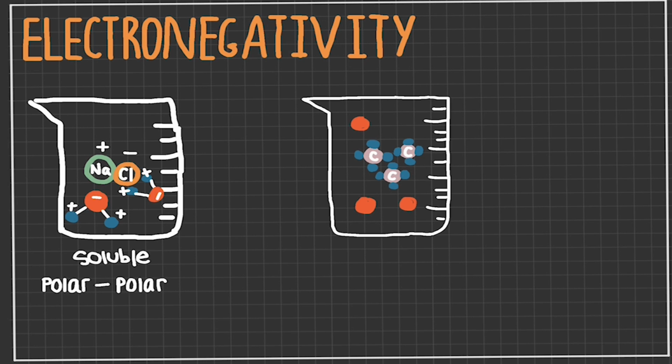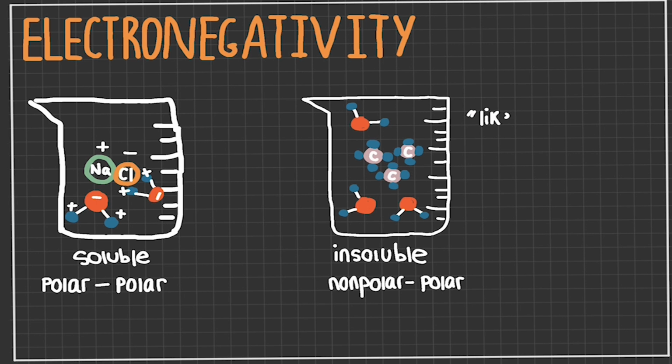In a covalently bonded compound with a low polarity, let's say CH4, they will be most soluble in a nonpolar solvent. Basically, the more similar the solute and solvent are in polarity, the more soluble the solute will be.